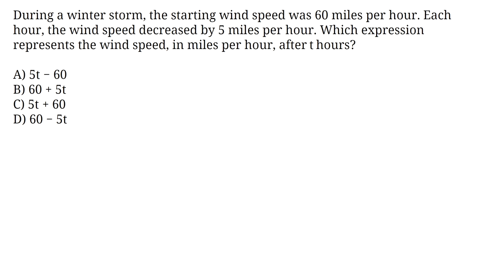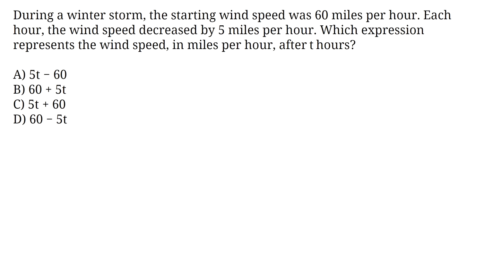During a winter storm, the starting wind speed was 60 miles per hour. Each hour, the wind speed decreased by 5 miles per hour. Which expression represents the wind speed in miles per hour after t hours?